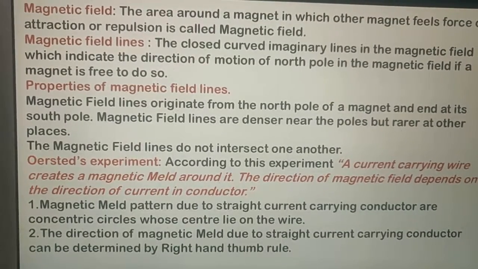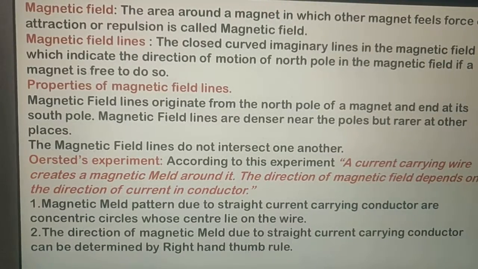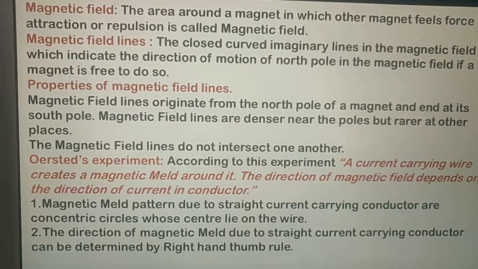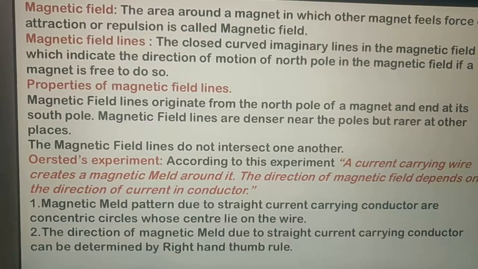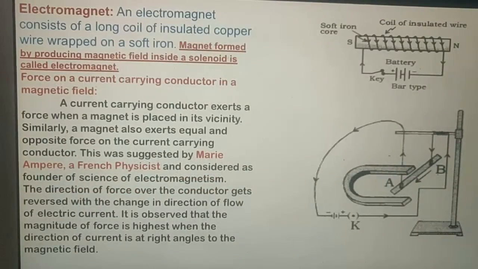Oersted's experiment. According to the experiment, a current carrying wire creates a magnetic field around it. The direction of the magnetic field depends on the direction of current in the conductor.